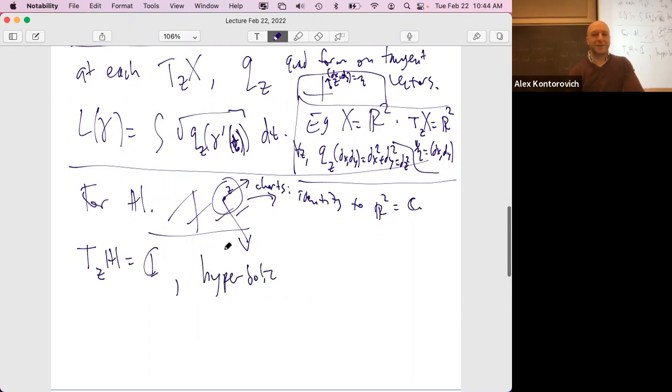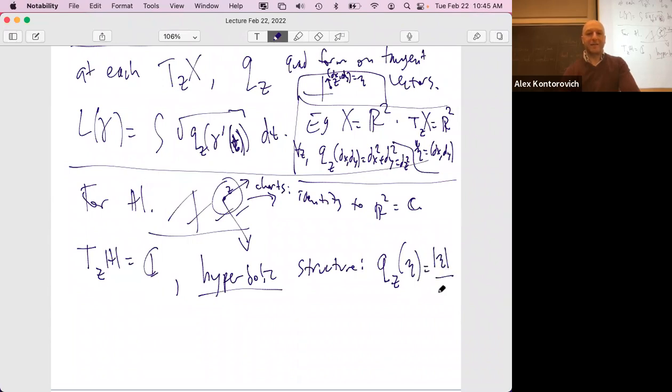structure. The reason this is called the hyperbolic upper half plane is that the hyperbolic structure, the one with constant negative curvature, is to give the quadratic form Q at z of eta, which you can write as dx dy, is the Euclidean length divided by the imaginary part of z.